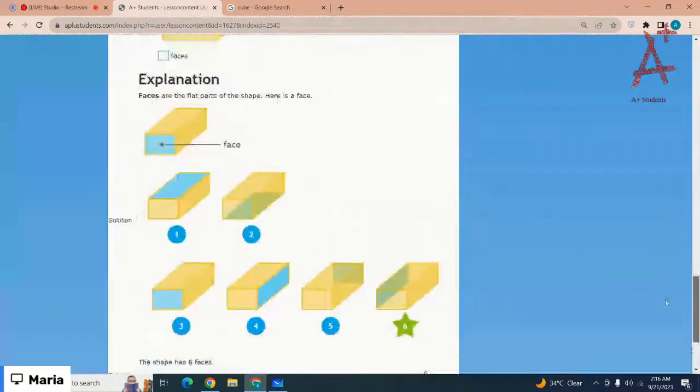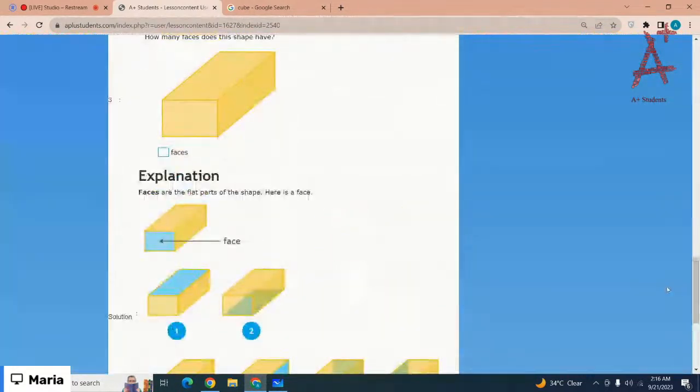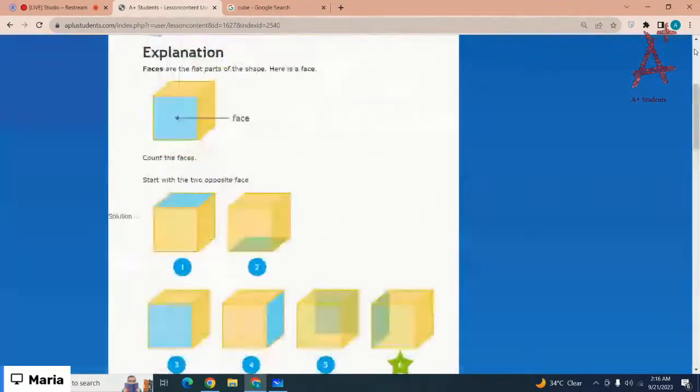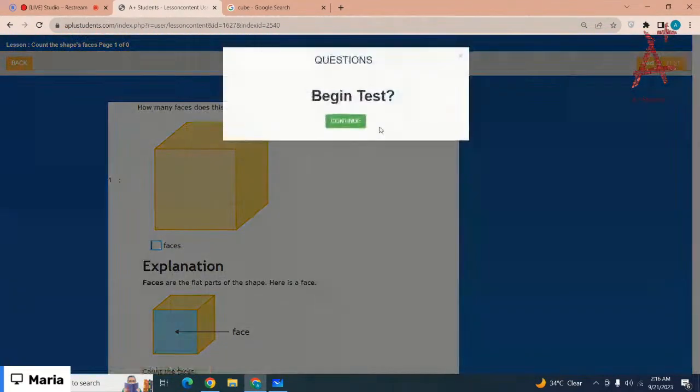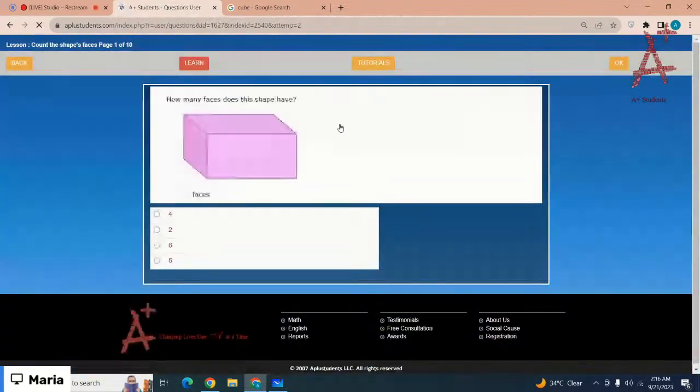Okay, you can see this shape as a shoebox. So how many? You can go find a shoebox and count the faces of the shoebox. So a shoebox has 6 faces, right? The correct option is 6. Let's just start with the practice questions. How many faces does this shape have? You can relate this shape to a shoebox. So go find a shoebox and count the faces and then write the answer.